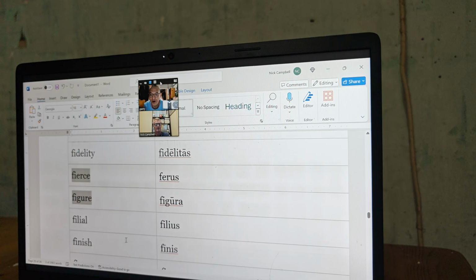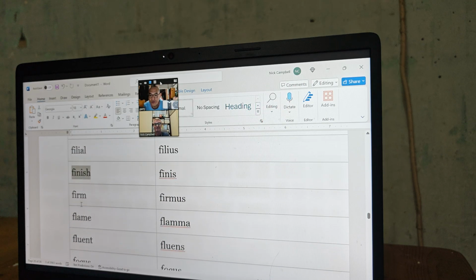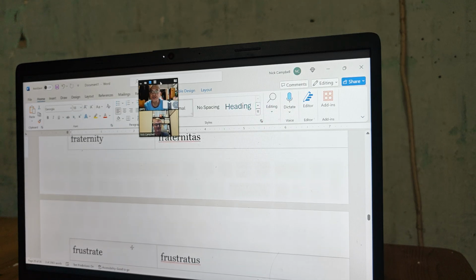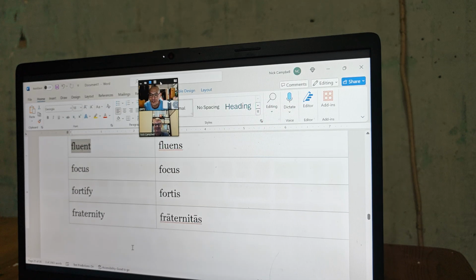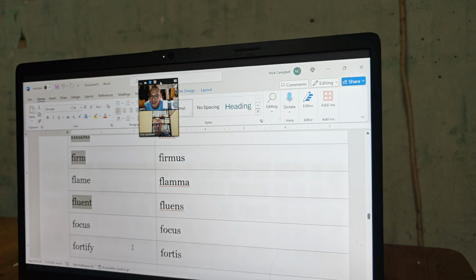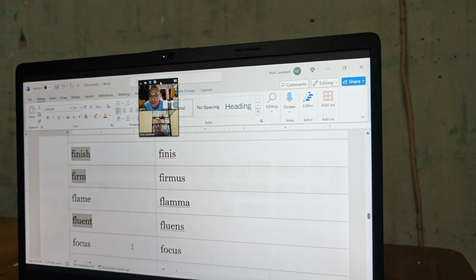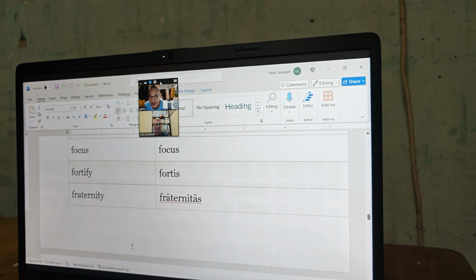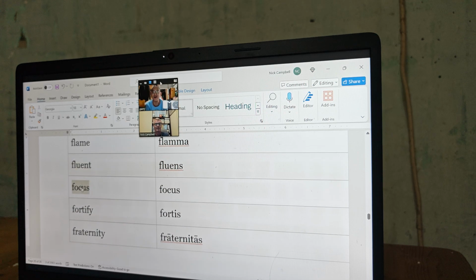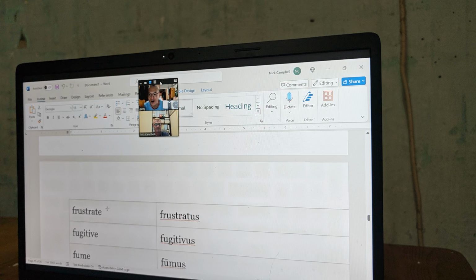I think you know quite a lot of these words. Finish, firm, fluent, so many. Forces, exactly the same. Which one? Force, focus, not force, focus. Focus like with the camera focus or something like that. Exactly the same.